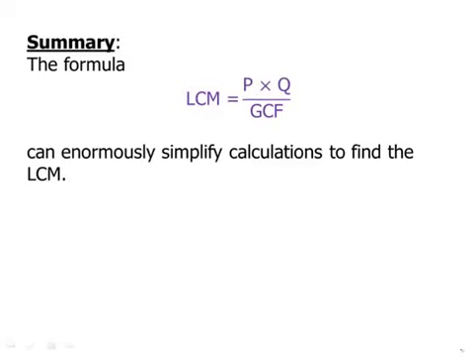So the formula, least common multiple equals p times q over greatest common factor, can enormously simplify the calculations to find the least common multiple. Once again, it is very important to have a crystal clear understanding of the laws of fractions so that you can use this equation properly.